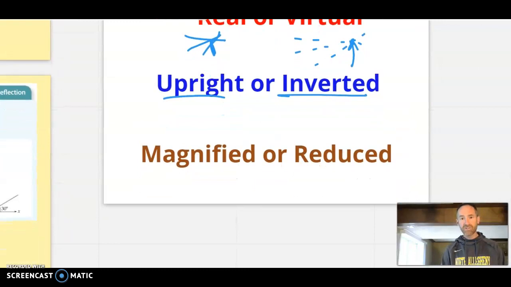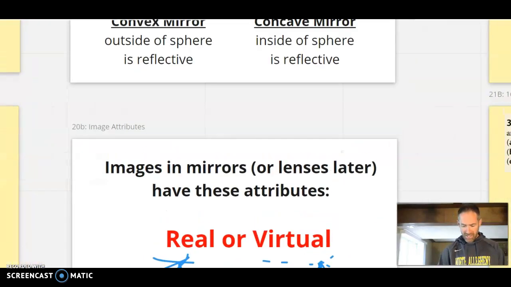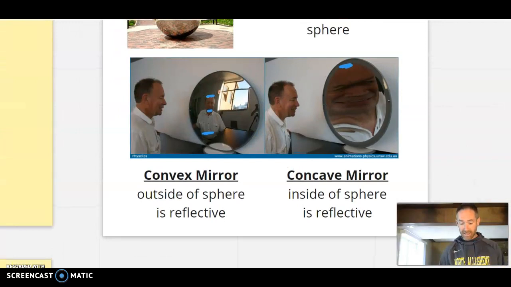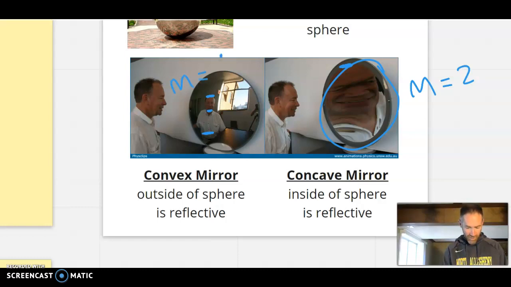And then magnified or reduced. You know what that means too. One of these images is magnified. It's this one. This one, we might say, has a magnification of, well, how many times bigger is that image than the real guy? Maybe it's 2 or 3. Look at this one. How many times bigger is this image on the left versus the real guy? It's no times. It's a fraction. We might say this magnification is, I don't know, 1/3 or something like that. And all of that happens because of where he is, but also because of the curvature of the mirror.